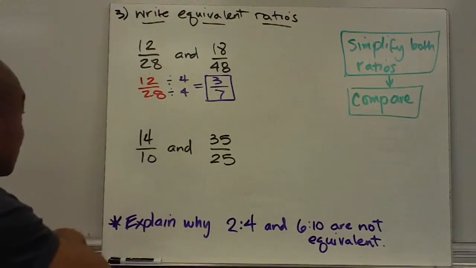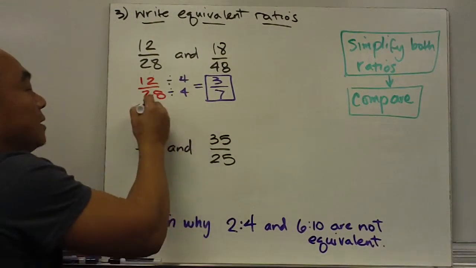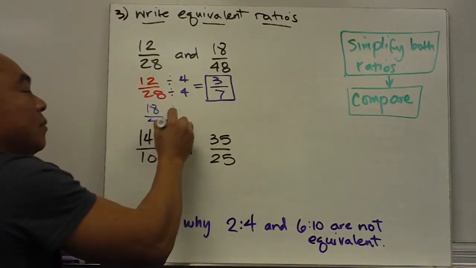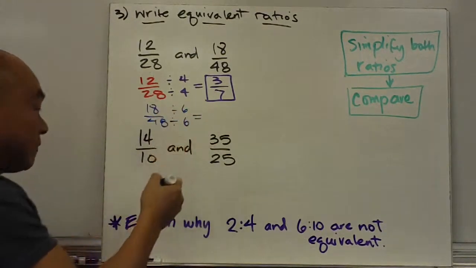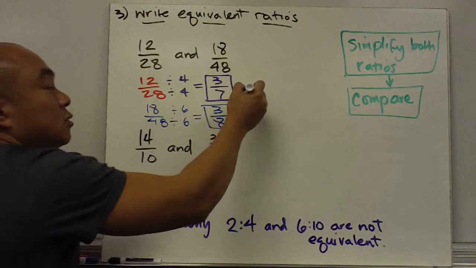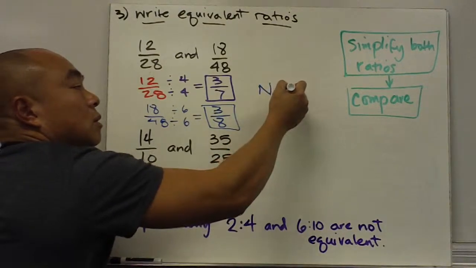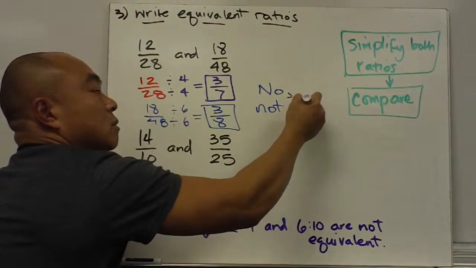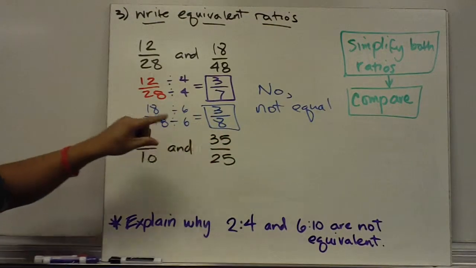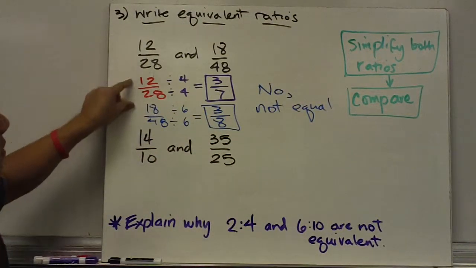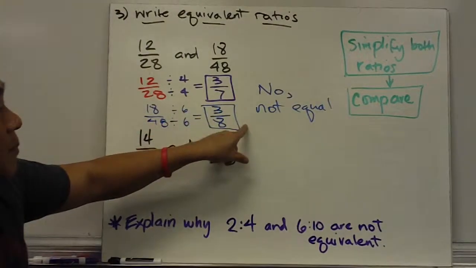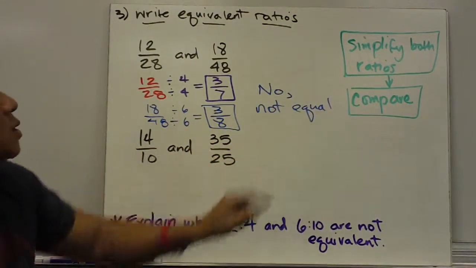So let's do the other one. I now have 18 over 48, and I know that they both have 6 in common, and that's going to give me 3 and 8. These 2 are not equal, because that's 3/7 and that's 3/8. So all we're really doing here is taking each ratio, simplifying them to lowest terms, and then comparing them. So we're comparing 3/7 to 3/8. So no, it is not equal.